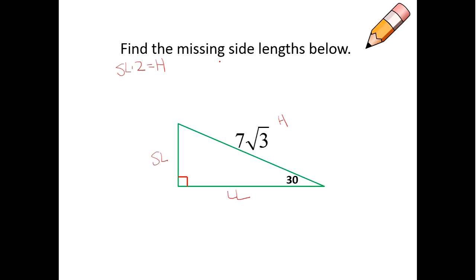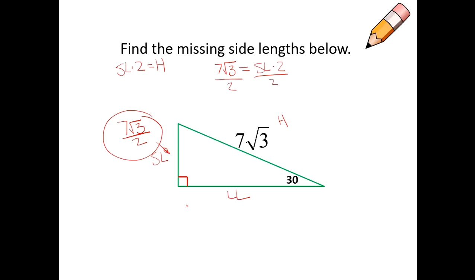So if we plug this in, I'm going to have 7 square root of 3 equals short leg times 2. So if I divide by 2, I know my short leg is 7 square root of 3 all over 2. So this is that side length. That's as simple as it can be. It's kind of gross looking, but nevertheless, that is as simple.